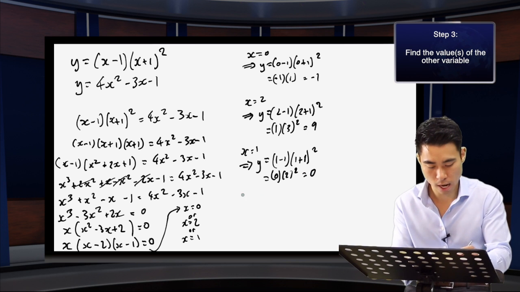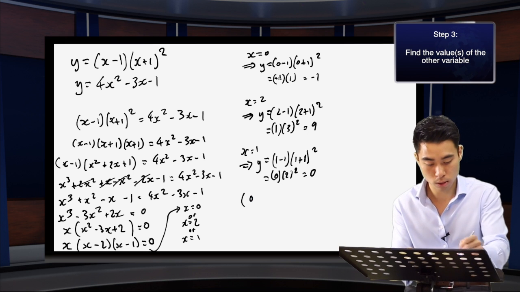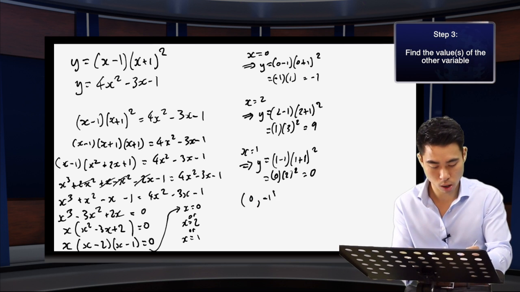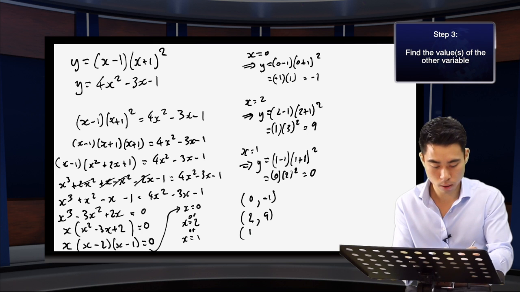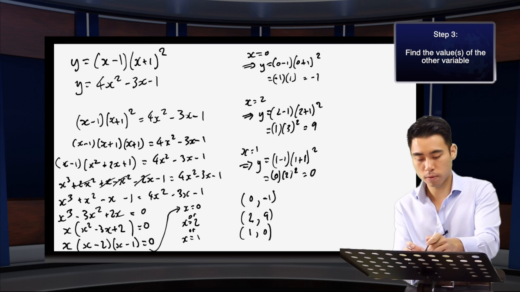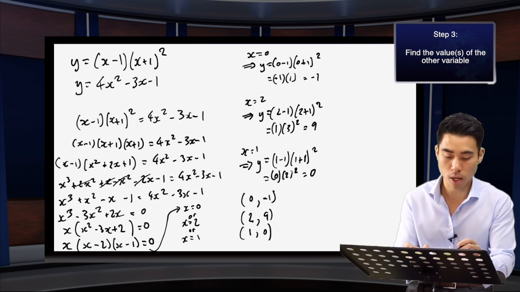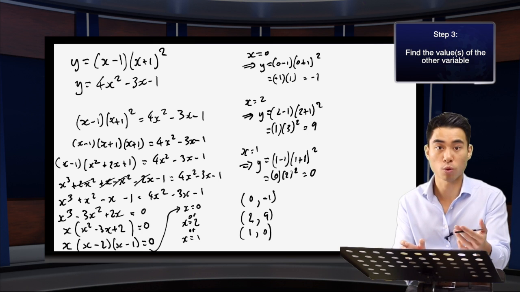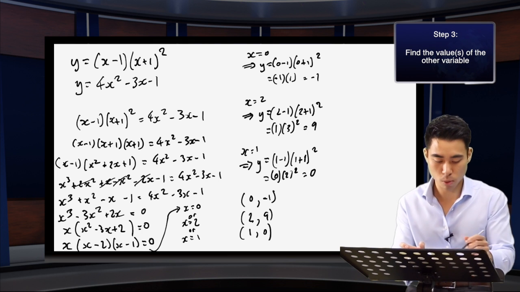So just expressing these as my three coordinates here. When x equals 0, looking at this first one here, y equals minus 1. When x equals 2, y equals 9. And when x equals 1, y equals 0. So that is this first system of equations solved simultaneously.